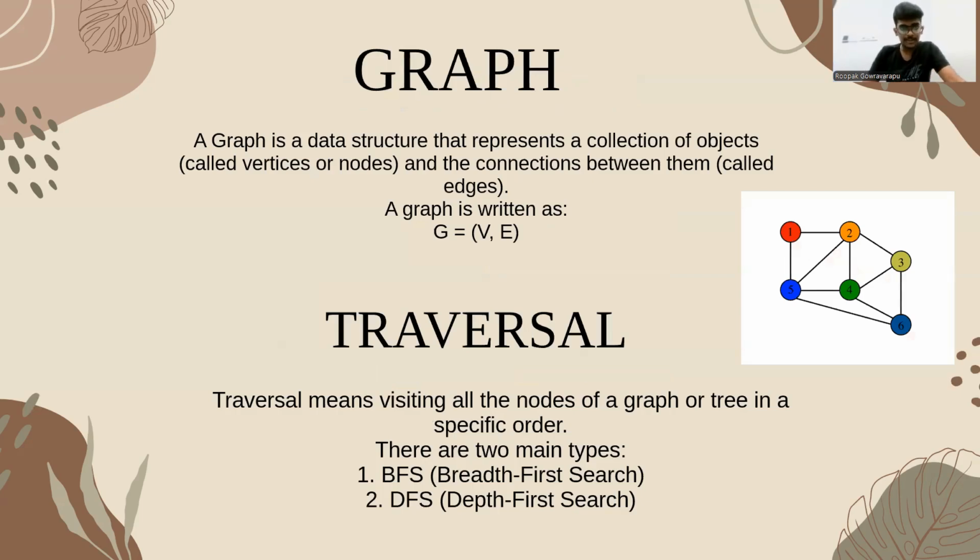In this slide, we are explaining graphs and traversal. A graph is a structure that contains nodes, also called vertices, and edges that connect them. Graphs are used in networks, maps, social media, connections, and many other fields. Traversal means visiting all nodes in a particular order. The two main techniques are BFS and DFS. In this graph, V stands for vertices and E stands for edges. Let's go to the next slide.